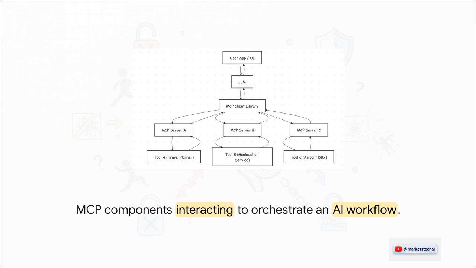Those servers act like orchestrators, matching incoming requests to really specific tools, like a travel planner, a geolocation service, or an airport database. The tools do the heavy lifting, grab the data, and send it all the way back up the chain to you. It's a highly flexible, incredibly powerful system, but as we're going to see, that flexibility is exactly where the problems begin.